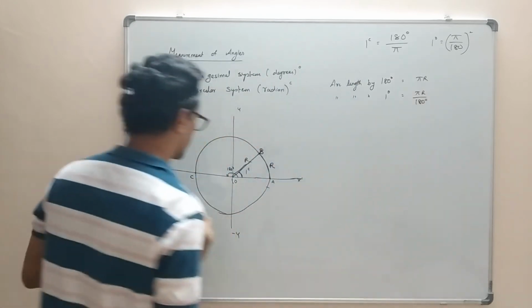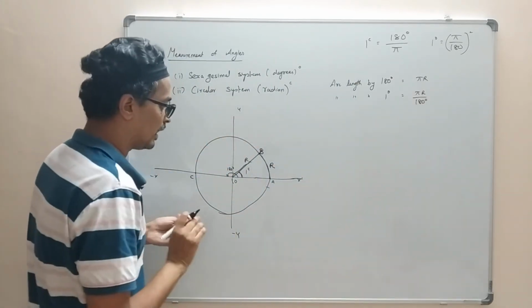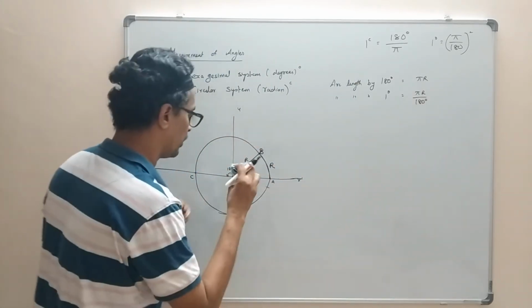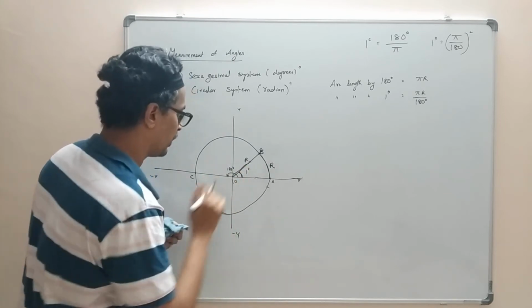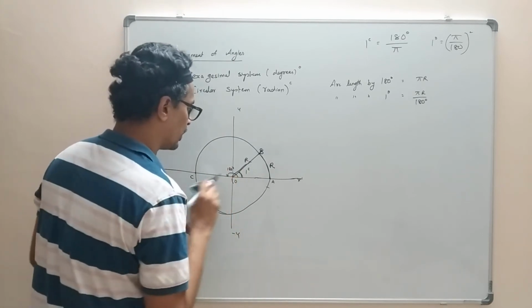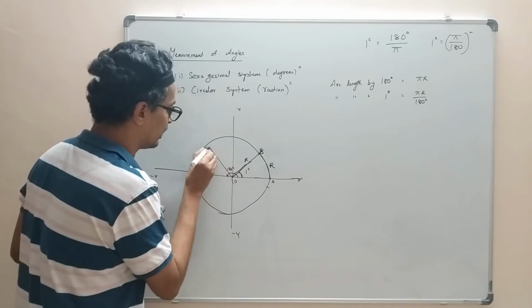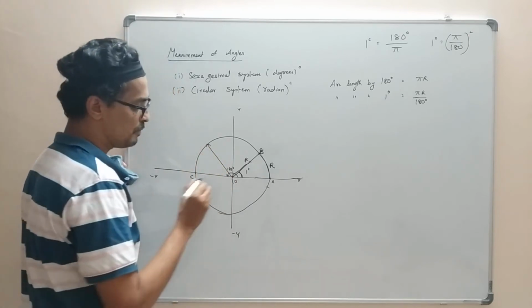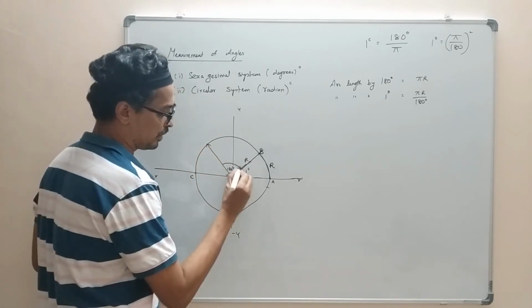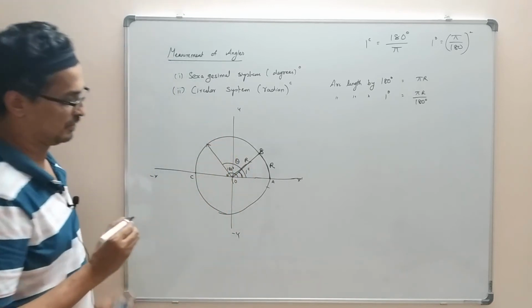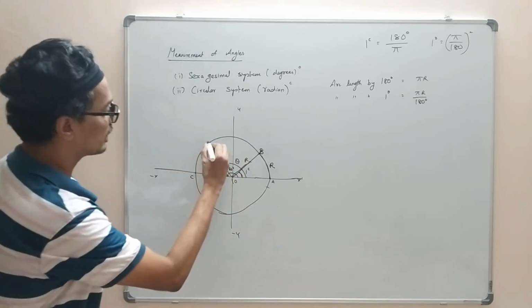So now I am going to ask a question. What will be the arc length corresponding to another angle? Let me call this angle theta. So what is the arc length corresponding to this angle theta?